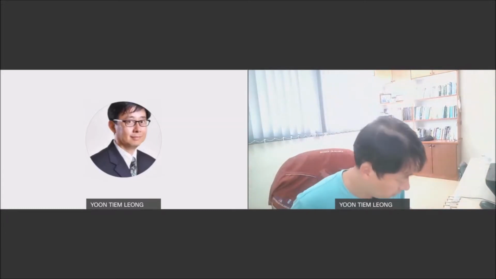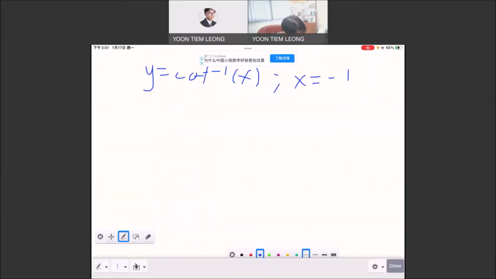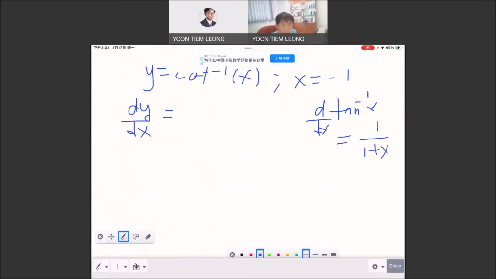So first of all, I would work out what is dy/dx for arctangent. It so happens to be the negative of the derivative of arctangent. For the derivative of arctangent, this is what it is: the derivative of arctangent of x is equal to 1 over 1 plus x squared. This is a formula which is easy to remember. Therefore, the derivative of arccotangent is just equal to minus 1 over 1 plus x squared.